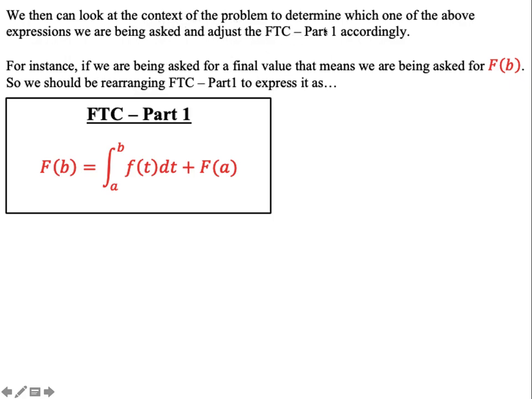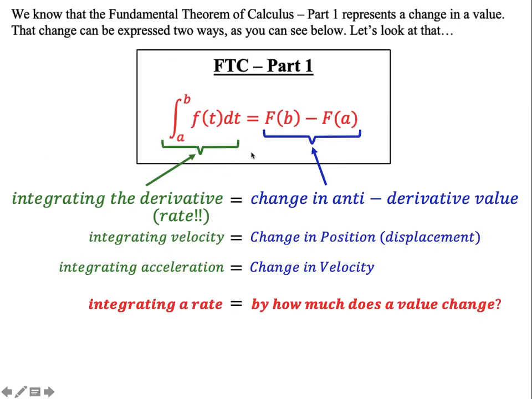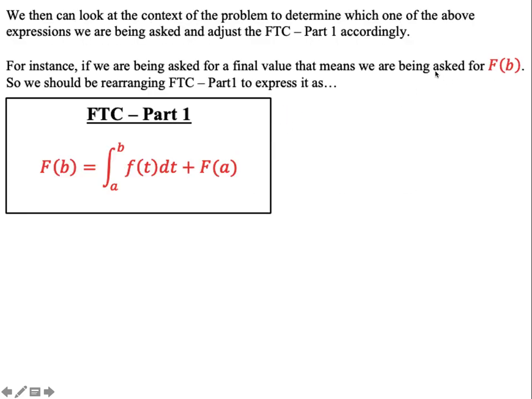So what's really common, for instance, is to be asked for a final value. When we look at the fundamental theorem of calculus part 1, as it's typically written, the final value is f(b). So if we're being asked for the final value, we should be rearranging to solve for f(b). That means adding f(a) to both sides, and we get an expression that looks like this.